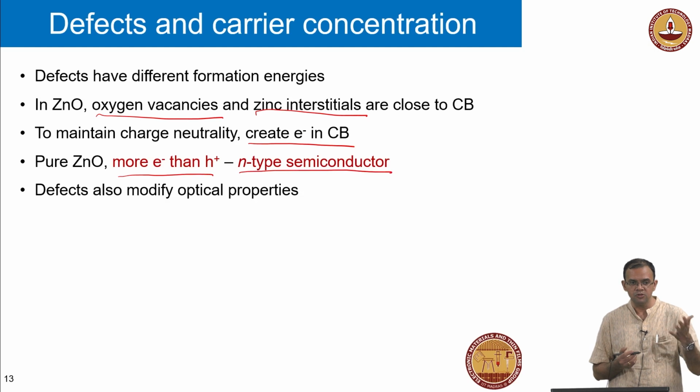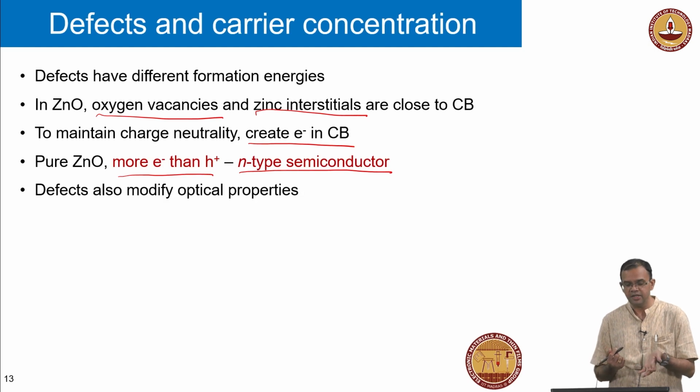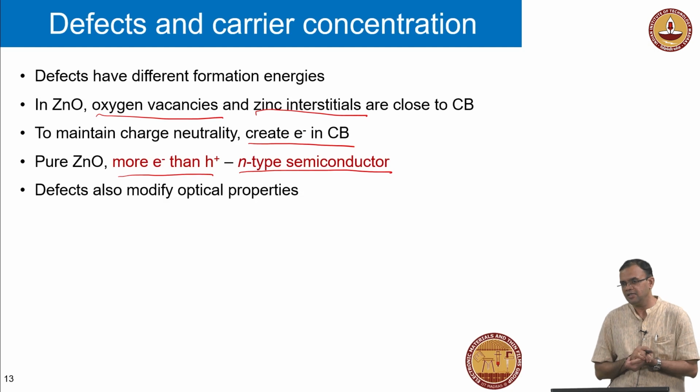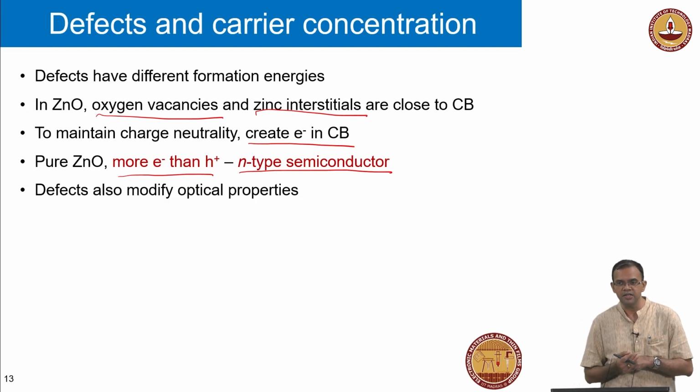These defects will also modify the optical properties, which we will see in a minute. So how do we actually create these oxygen vacancies? One particular way is, let us say you have zinc oxide, and this is something that we have done in a lab. You can buy commercial zinc oxide powder from any of the vendors.